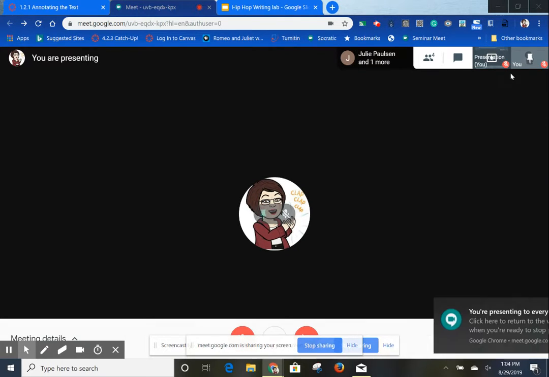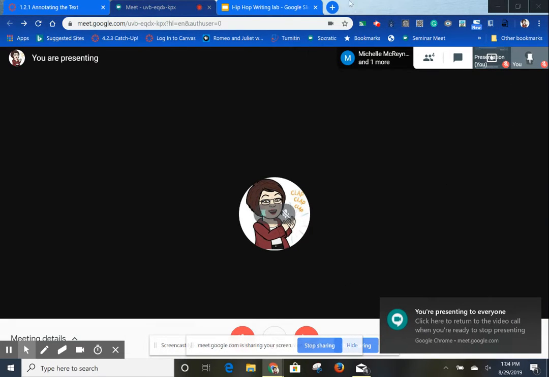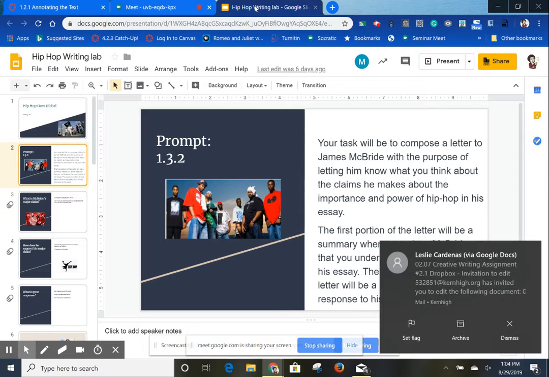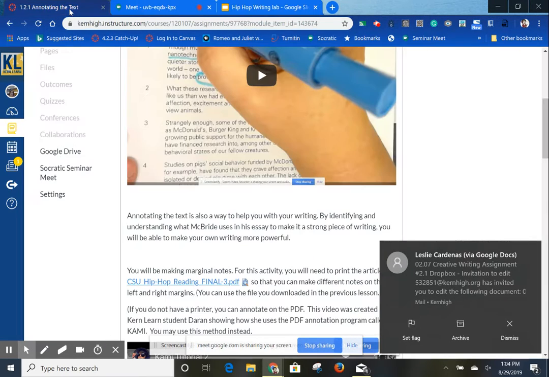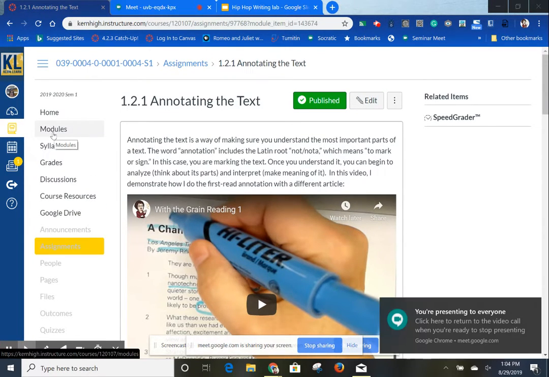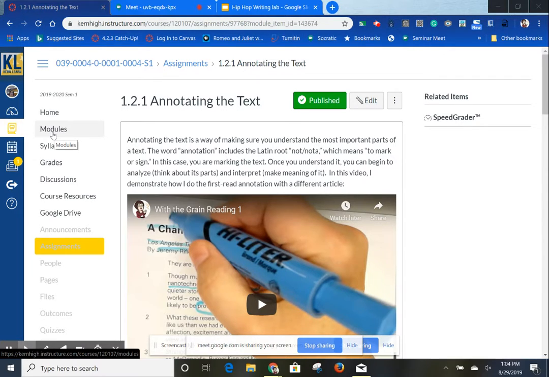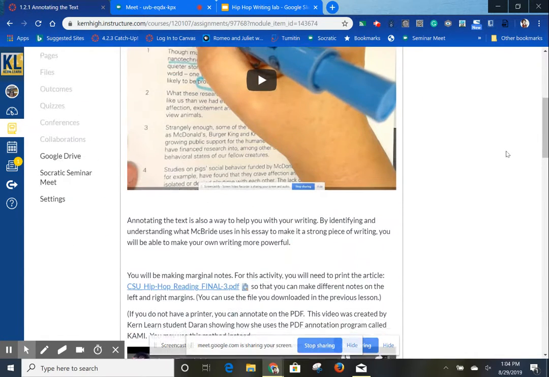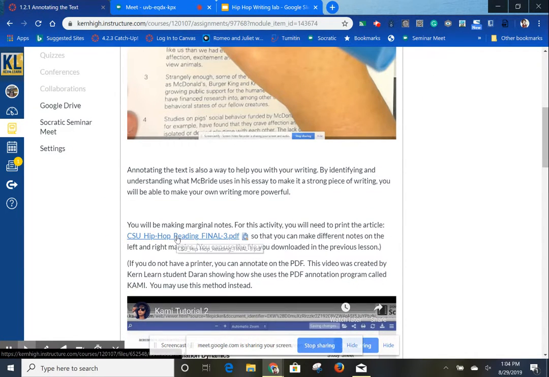Okay. All right. So then what you want to do, back to here. No, back to here. Okay. So it's in 1.2.1. So what you do is you just take that Google Doc that says Writing Lab, you submit it for every assignment up to 1.2.1, and then the actual document is this one that says CSU Hip Hop Reading. That's the one you want to download.